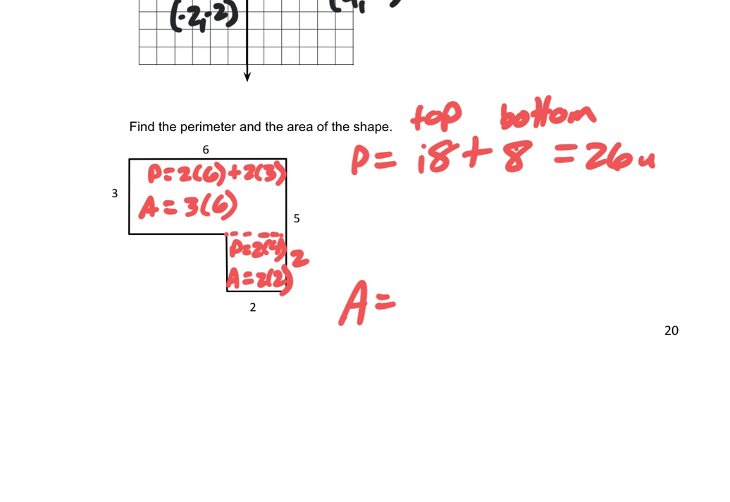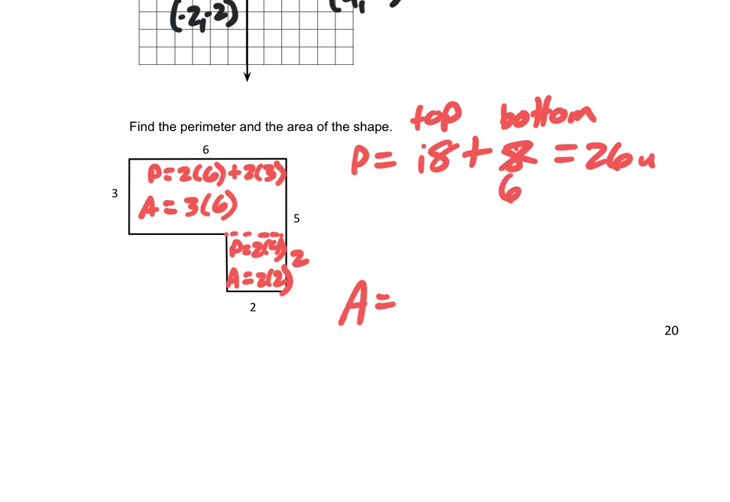Okay, now here's where you've got to be careful. Okay? We can't count this little piece right here. So when we're doing perimeter, there's only 3 sides here to this bottom part, right? So instead of 8, what should I have used? Probably should have used 6, right?